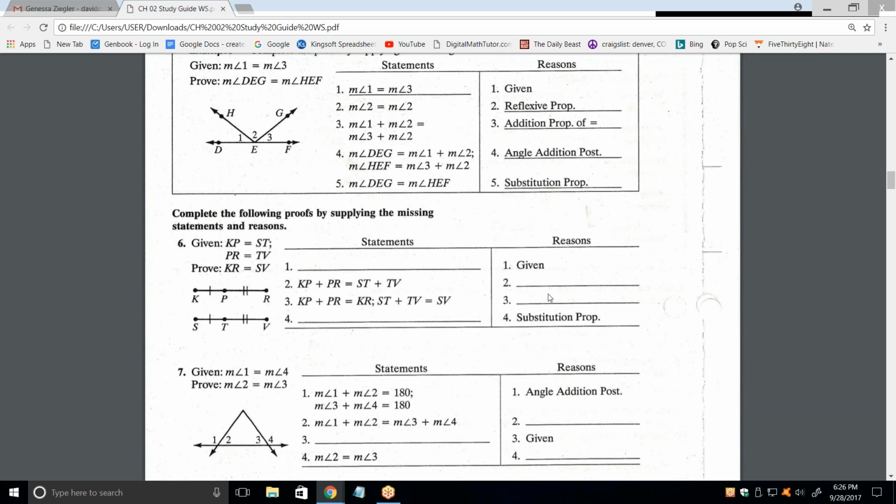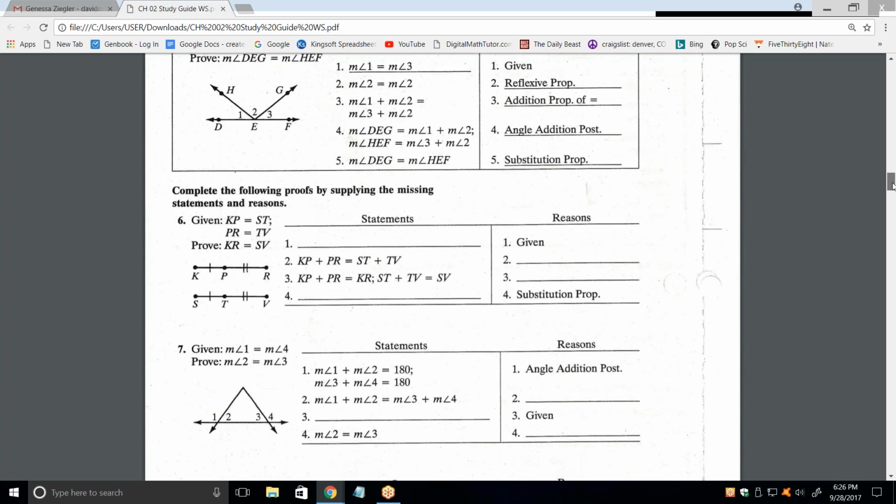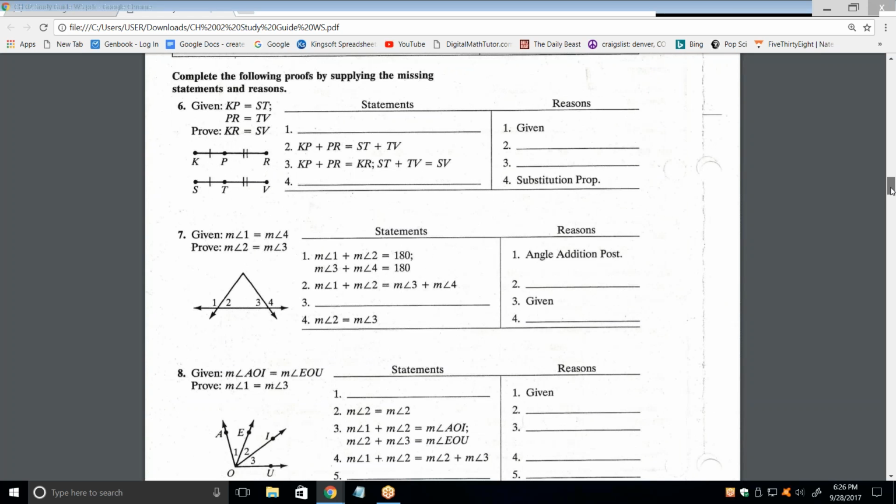So the reason for number 3 is the line segment addition postulate, or just... not sure exactly what it would be, but you know what I'm talking about. Yeah. Okay.